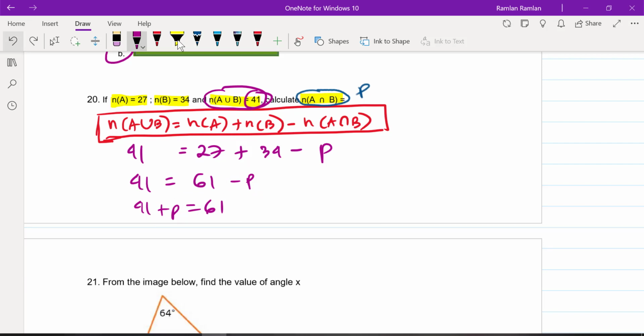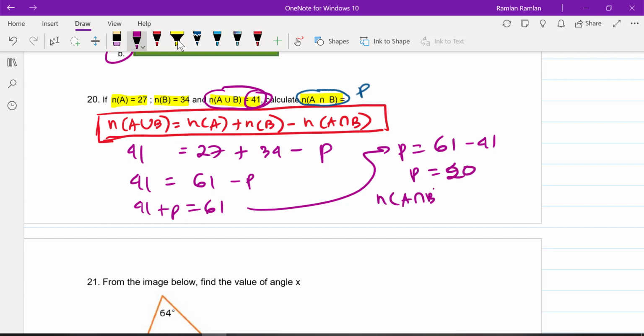Okay, so the last one is removing this one by subtracting both sides by 41, or we can also say moving this 41 to the other side of the equal sign, because this is an addition, so we're going to subtract it, right? So if I continue that here, P equals 61 minus 41. So P equals 20. So I can say n(A ∩ B) is equal to 20.